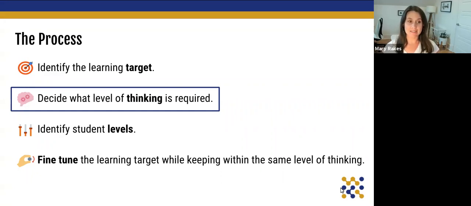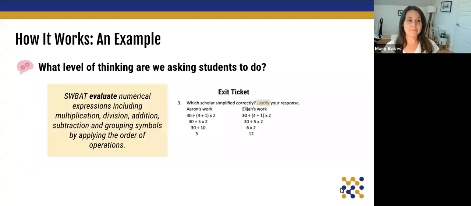Our next step is to think about the level of thinking that we're asking students to do in this lesson. Where are we asking them to put their brain power? If you look at this one closely, we'll see that the first verb is that students will be able to evaluate. Also in the exit ticket, it has the verb justify.